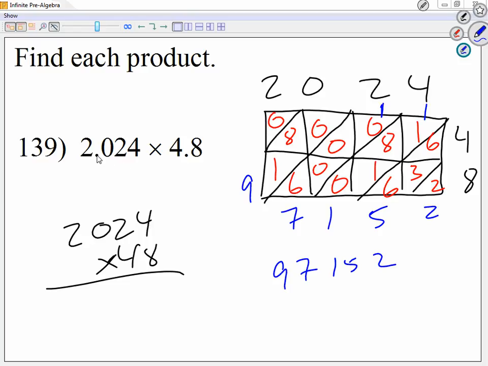On my question, I notice the first one has 3 decimal places. The other one has 1 decimal place. 3 and 1 is 4. So my answer should have 4 decimal places. Remember, what I call a decimal place is how many numbers after the decimal point. In my question, the first number had 3 decimal places. The second number had 1. 3 and 1 is 4. That's why my answer has 4 decimal places. Any questions up until 144?